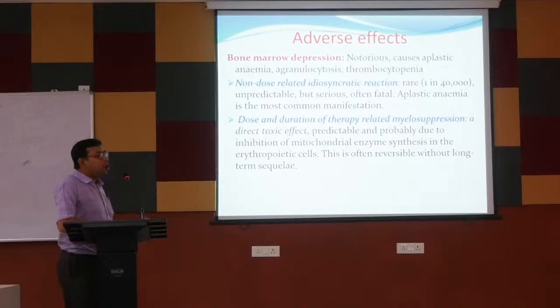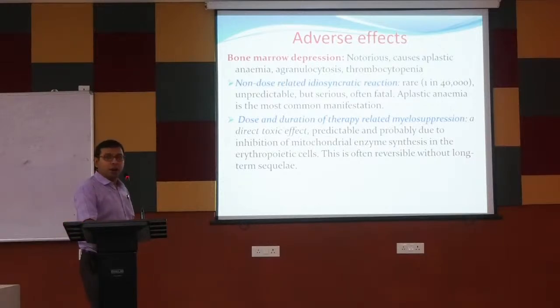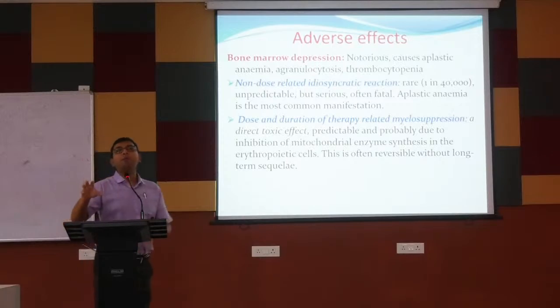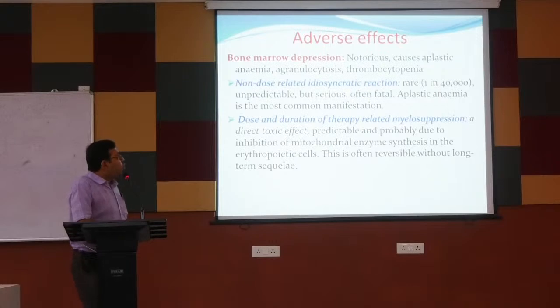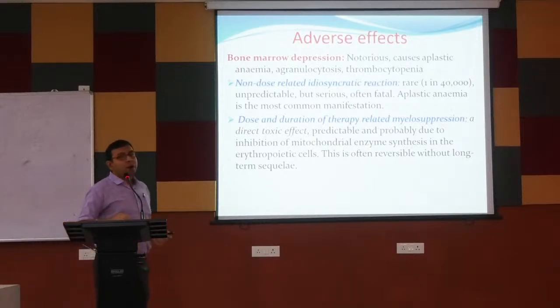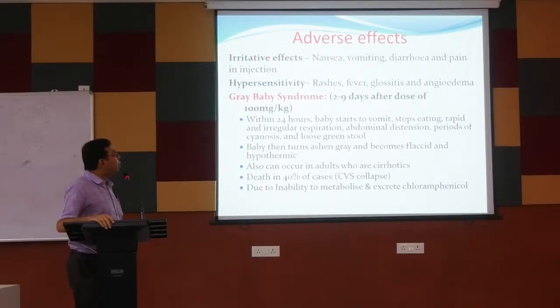These may be non-dose related, or dose and duration related. Non-dose related because it is rare, unpredictable but severe. Aplastic anemia: from the bone marrow, the RBCs, WBCs and platelets are not growing as they should. So non-dose related idiosyncratic reactions can happen, and dose and duration of therapy related myelosuppression. If it is given for a longer duration or in larger doses, that also leads to aplastic anemia or thrombocytopenia, etc. So remember, bone marrow depression is an important adverse effect of chloramphenicol.